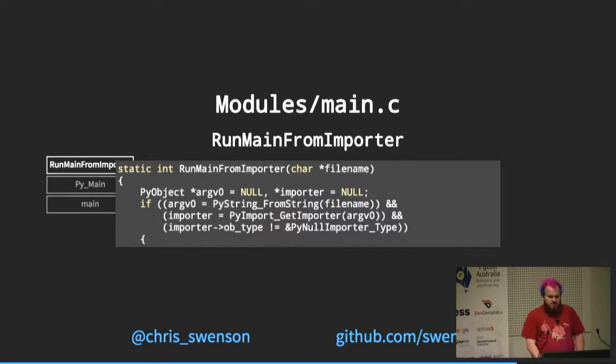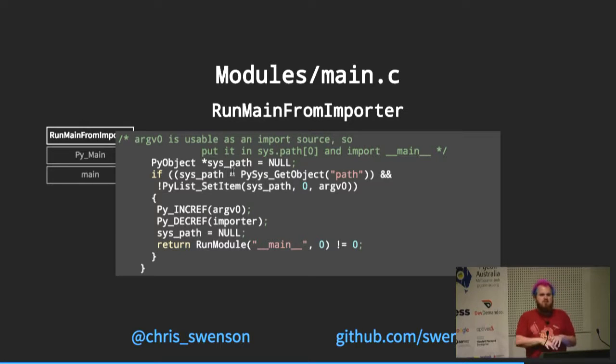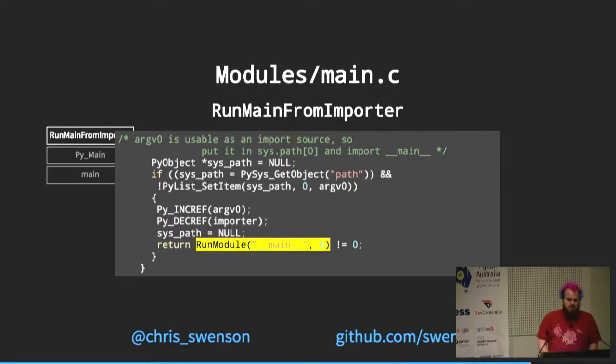So hopefully I can answer that. First it calls run main from importer. That just goes ahead and converts the file name into a Python string, and then has to add that to sys.path as part of that. That kind of makes sense. If you think about it, sys.path is sort of like the location where all of your modules and things have to live, so as to make sure that whatever module you're about to call is already in there. And then it calls run module main, so it goes ahead and runs this as the main.